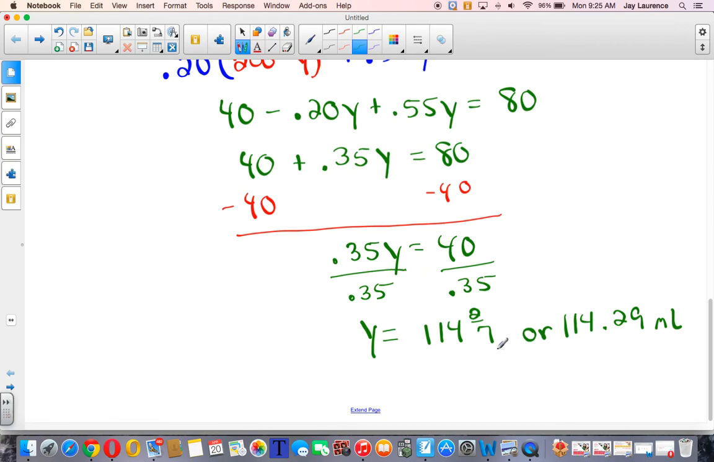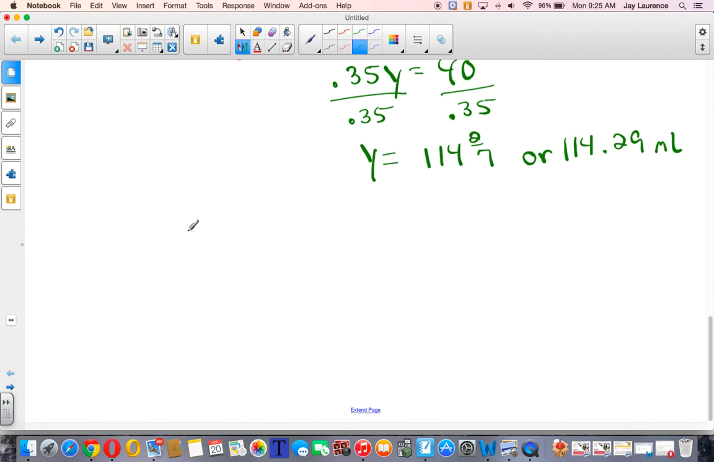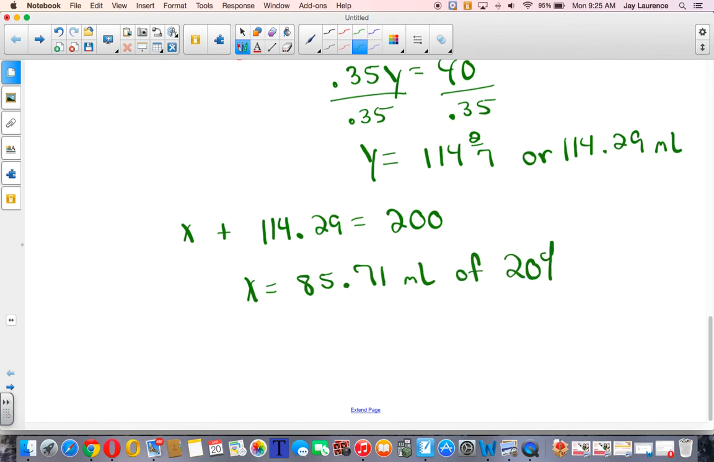Okay? And then, now to figure out the milliliters of the other bottle, I'll do x plus 114 and 29 hundredths equals 200. Okay, so if I subtract 114 and 29 hundredths from both sides, what's that going to be, 86? I'm thinking I'm going to get 85 and 71 hundredths milliliters of the 20% bottle. That should be right. I'll just double check myself so I don't have some silly mistake. Yeah, that's right. Okay, so there it is.